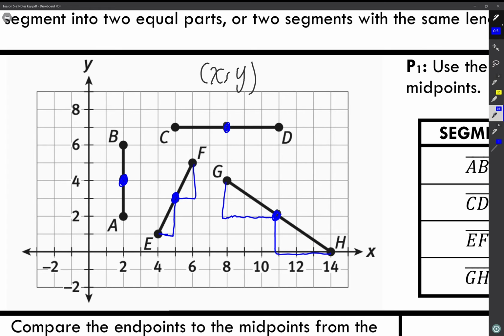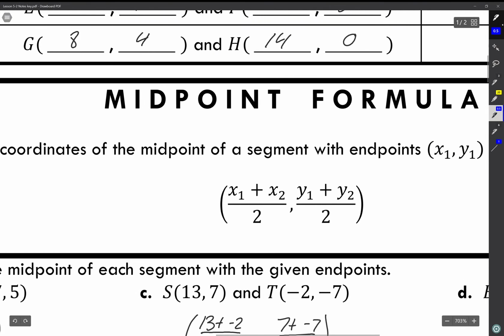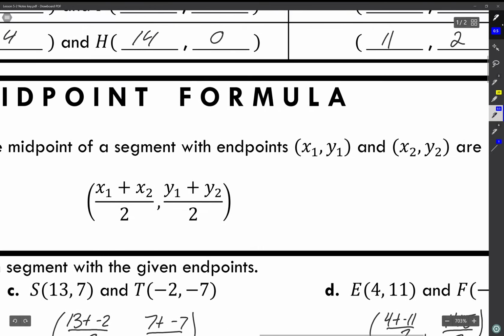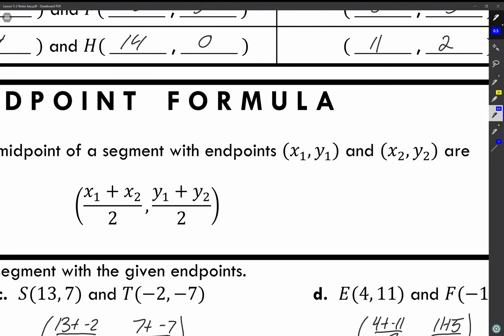So we can find the midpoint easily using a graph, but not always. We don't want to always have to draw out a graph. So essentially what we're doing is taking the endpoints of a segment and using those endpoints to find the midpoint. And that's what our midpoint formula does. The midpoint formula says the coordinates of the midpoint of a segment with endpoints x1, y1, and x2, y2. So these are our two endpoints, then we take the x coordinates and the y coordinates and plug them into the formula for the coordinates of our midpoint.